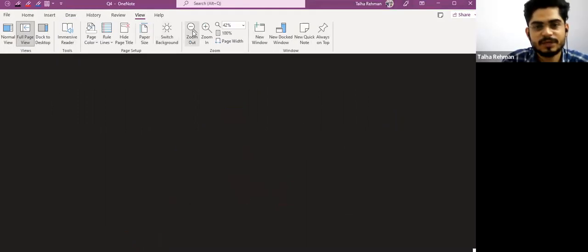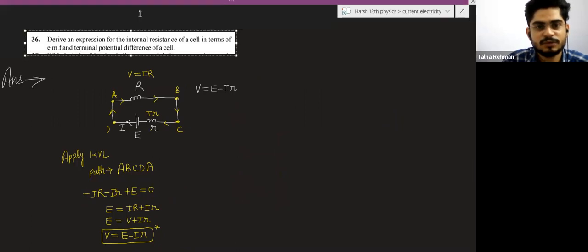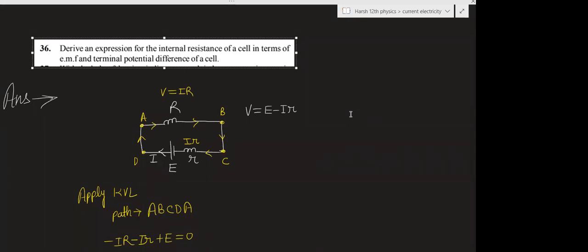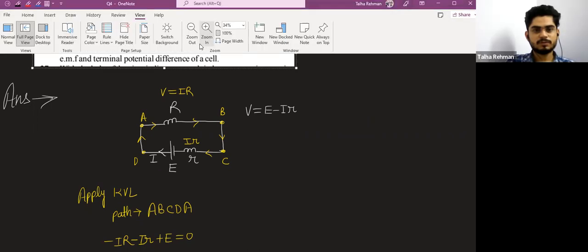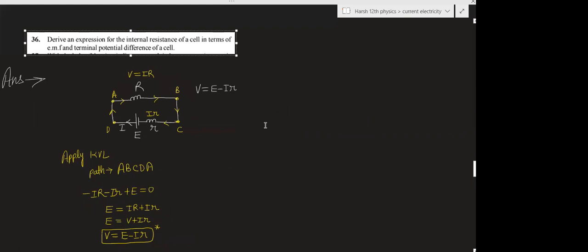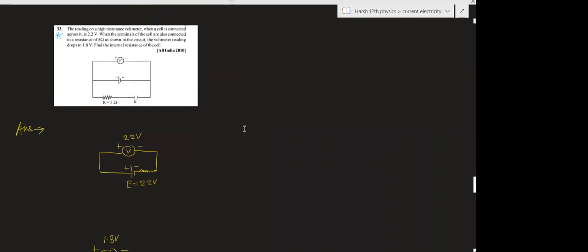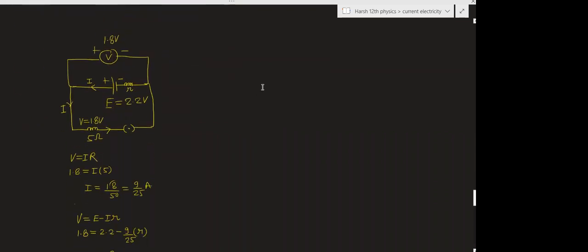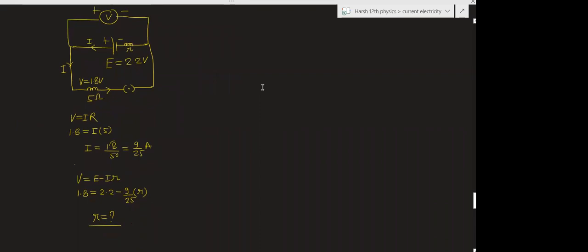Zoom it out and just note the question down. Believe me, Harsh, you will get similar questions in your exam. Can you zoom out more so I can get the full answer? Yes, you can scroll down. Next question. A little bit more, sir. Good answer. Next question, sir.